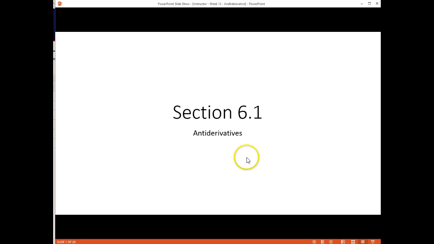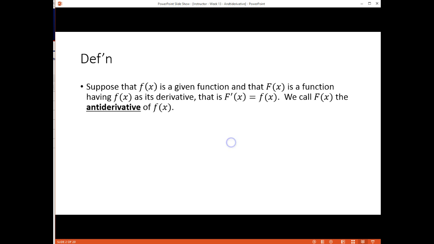We're starting in Chapter 6 dealing with antiderivatives, and this is a completely new concept than what we've been doing. However, it's very similar, it's just in the opposite direction. Definition, let's start off with that.